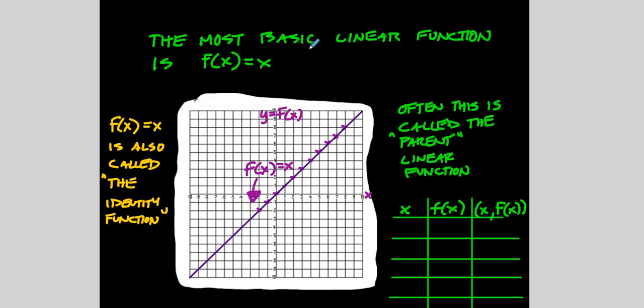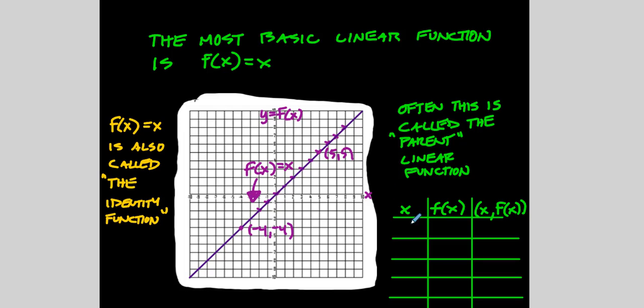Alright, the most basic linear function is the identity function, f of x equals x. It's also called the parent linear function because all linear functions can be built up off of this. It's called the identity function because, for example, this point right here, 5, 5, the input value of 5 gives an output of 5. This point here is -4, -4. An input of -4 gives an output of -4.